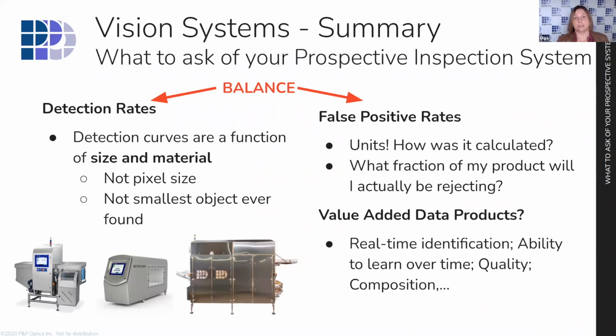So finally, as I'm finishing this presentation, I just wanted to bring it all back together. When you're looking at a new inspection system, whether it's a vision system, X-ray, metal detector, or something new, it's really important to understand that balance between detection rates and false positive rates. And understanding that oftentimes, the smallest object found by the system does not mean that that's actually going to be the performance. So it's really important to understand what your needs are and how a system will operate in your factory, in your production line.